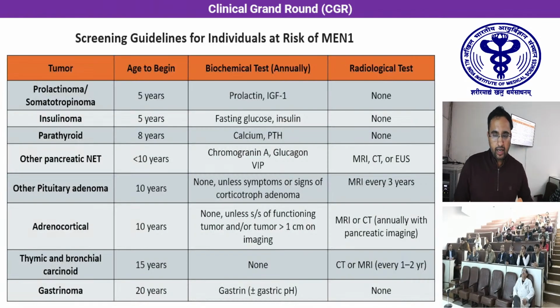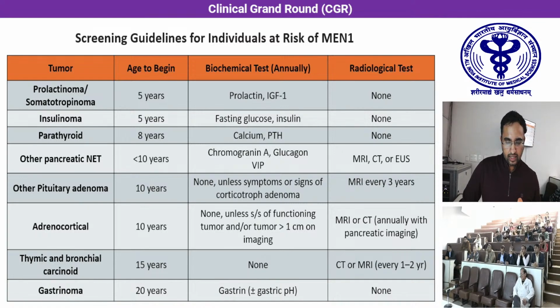So, the age-based screening guidelines for patients with MEN1 related tumors. Screening for prolactinoma and somatotropinoma with prolactin and IGF-1 starts at the age of 5 years. For insulinoma, it starts at the age of 5 years. For parathyroid, screening has to be done starting from the age of 8 years. For other pancreatic neuroendocrine tumor, pituitary adenoma and adrenocortical adenoma, it has to be done starting from the age of 10 years. For thymic and bronchial carcinoma, it should be started at the age of 15 years, and for gastrinoma, it should be started at the age of 20 years.